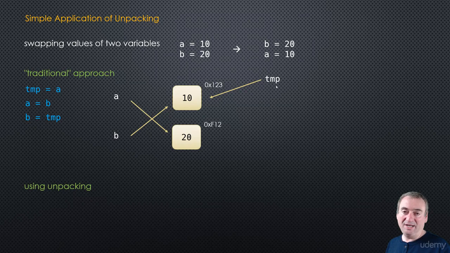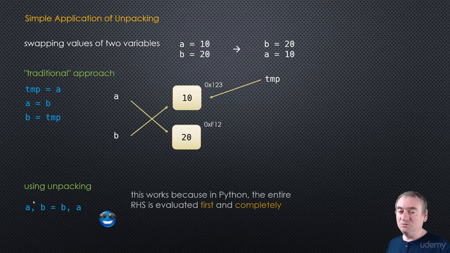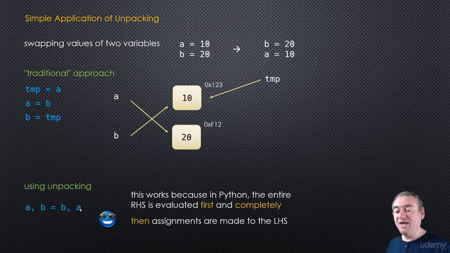Now, if we use unpacking to swap the 2 variables, then we just do a comma b equals b comma a. And that's pretty cool, at least Bob thinks so. There's no temp variable involved, right? All we did was just unpack b comma a into a comma b. Now, this works because in Python, the entire right-hand side is evaluated first and completely, and then the assignments are made to the left-hand side.